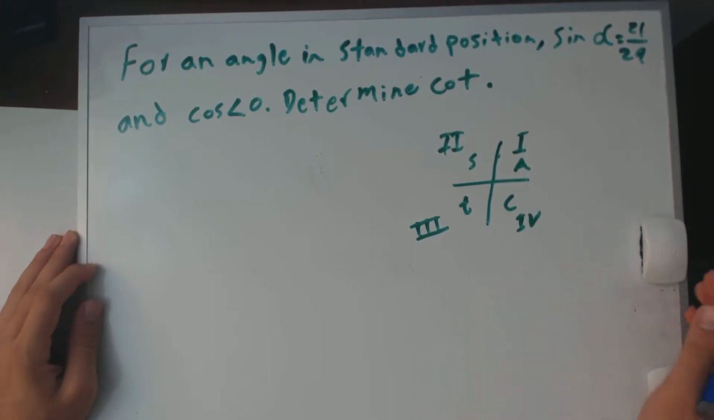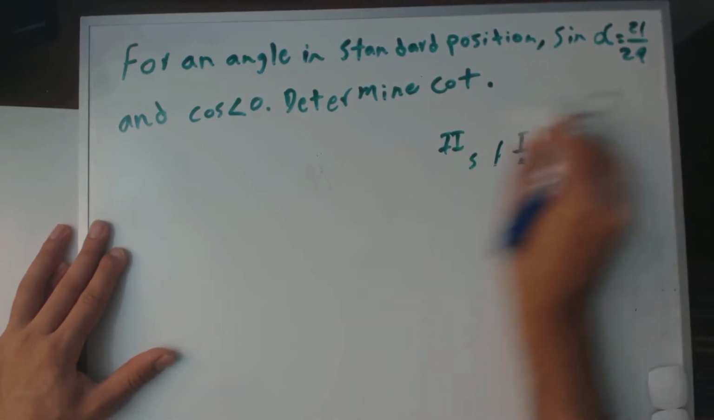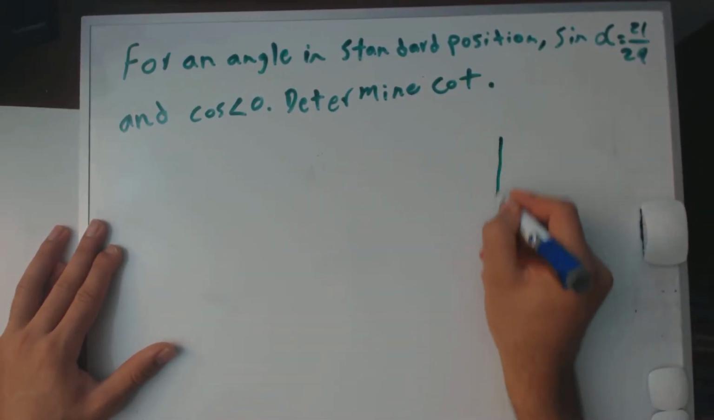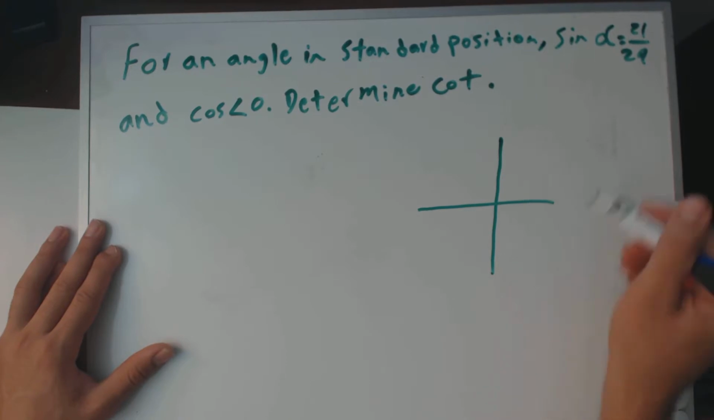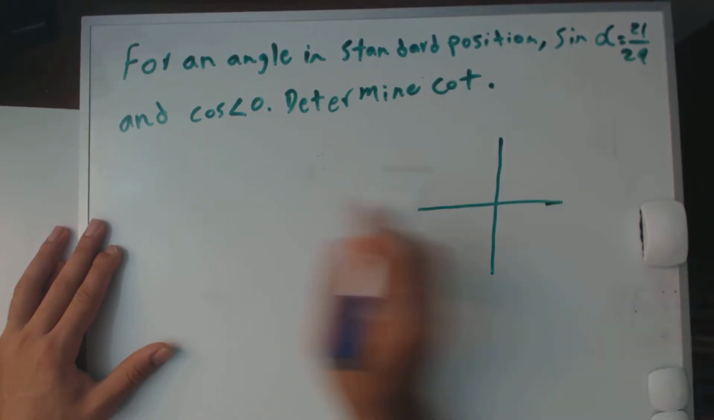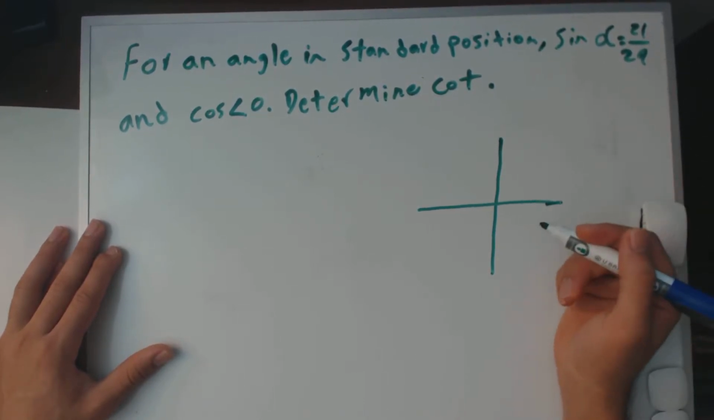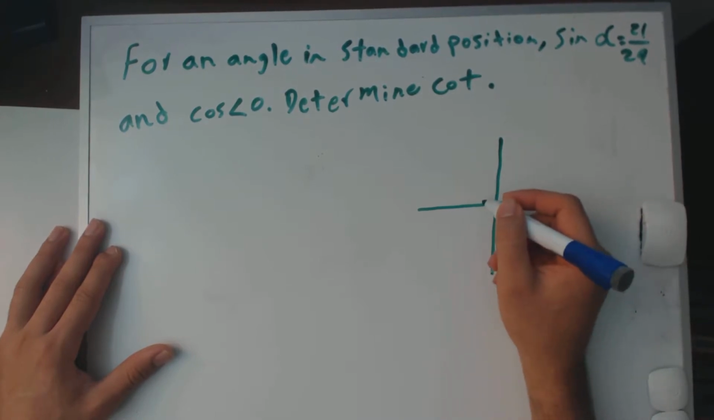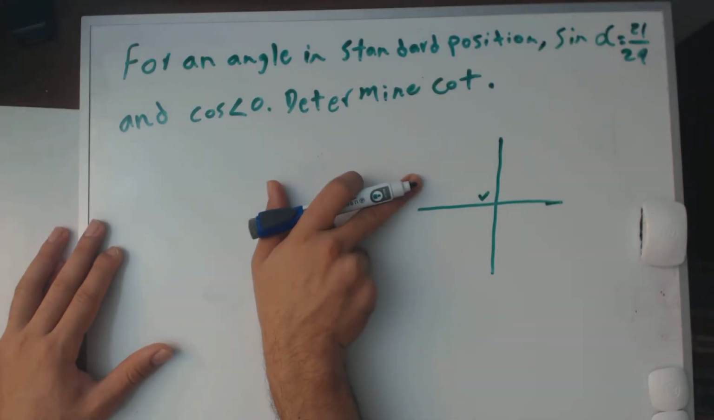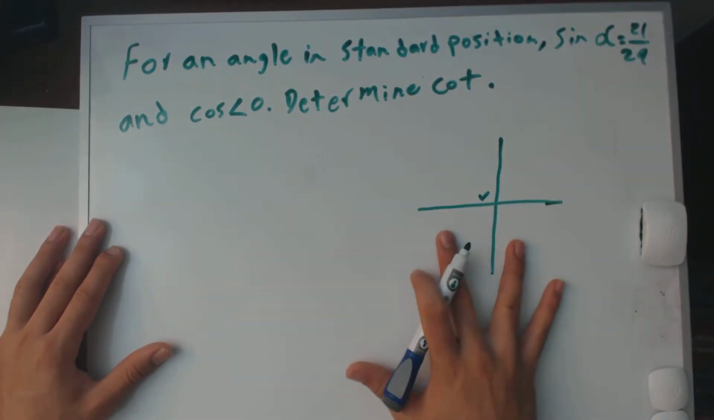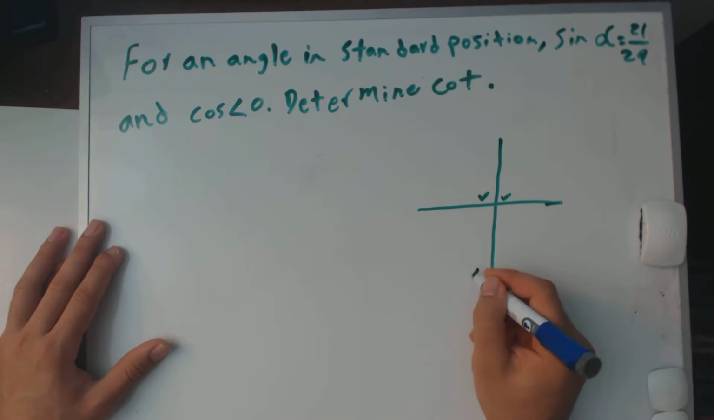So we can use the information that we have here in this graph and see what we will get. 21/29 is a positive number, so we can say that sine works here, because we said that sine is positive here, the rest of these two will be negative, and here it will be positive too. And this is no.